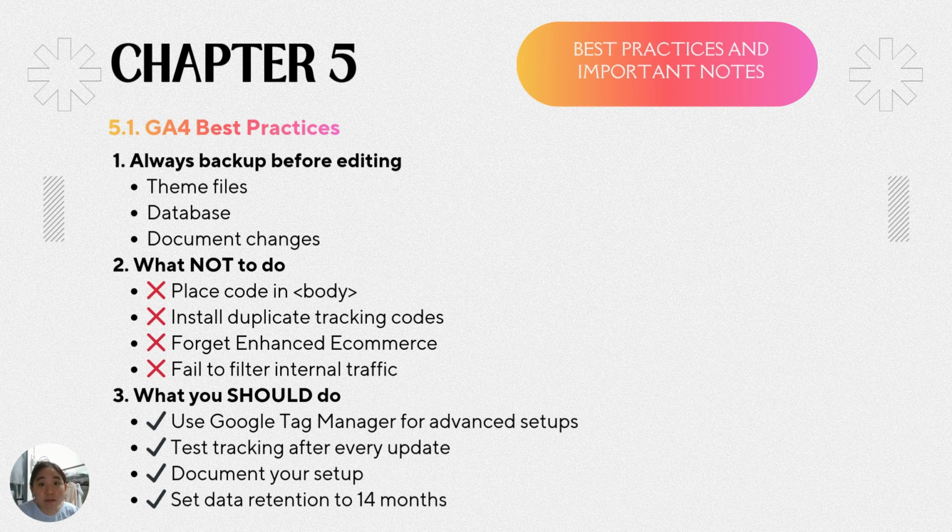Next, the best practices and important notes from chapter 5. GA4 best practice: always back up before editing. You shouldn't place the code in the body, install duplicate tracking codes, forget enhanced e-commerce, or fail to filter internal traffic. What you should do: use Google Tag Manager for advanced setup, test tracking after every update, document your setup, and set data retention to 14 months.